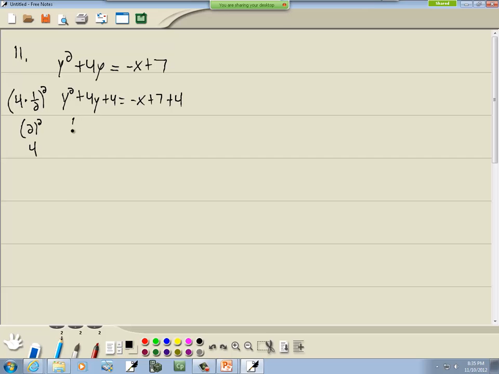Now this factors as y plus 2 squared. Remember the trick for that. Whatever number's right here, sign included, goes right here. And 7 plus 4 is 11. Now this is good on the left side, but on the right side, remember we need parentheses before our x. So I'll factor out -1. And that gives us x minus 11. That's basically standard form, but we will rewrite the -1.